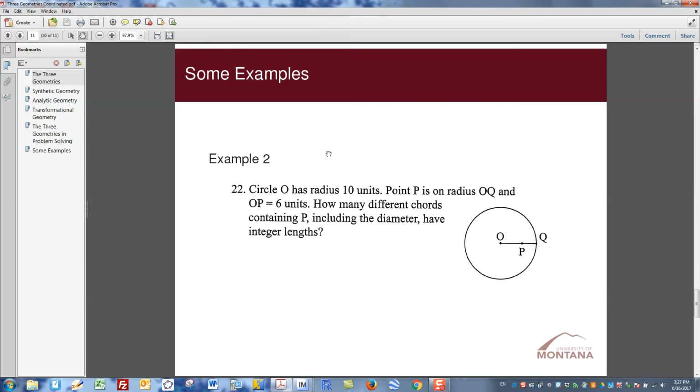Here's example 2. Circle O has a radius 10 units. Point P is on radius OQ, and OP is 6 units. How many different chords containing P, including the diameter, have integer lengths? Okay, take a second to just read that. Maybe sketch a quick picture. How many different chords containing P, including the diameter, have integer lengths?